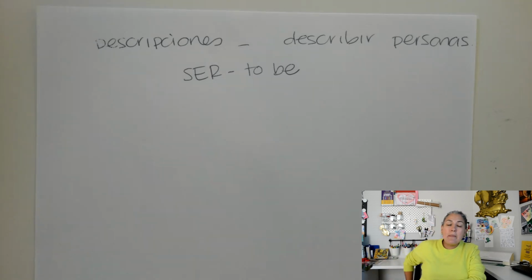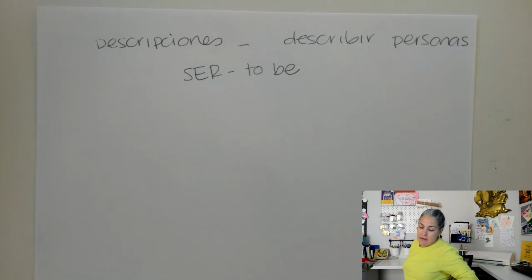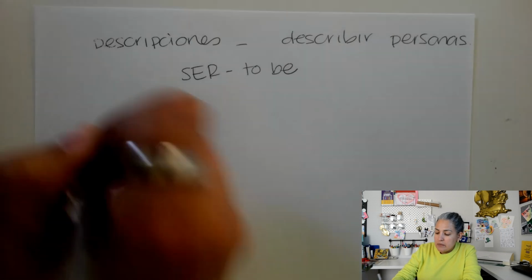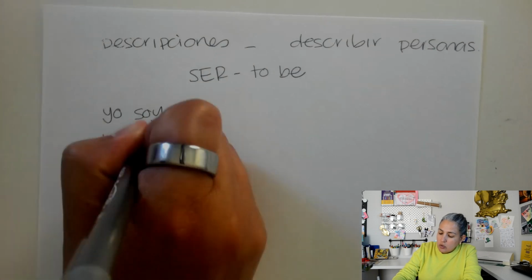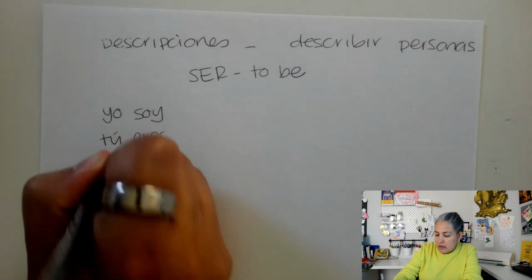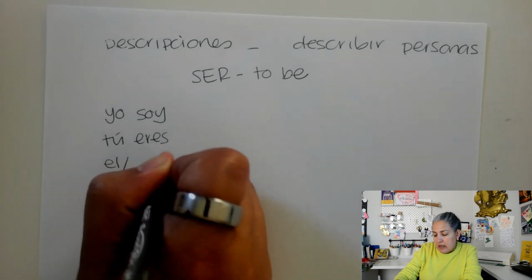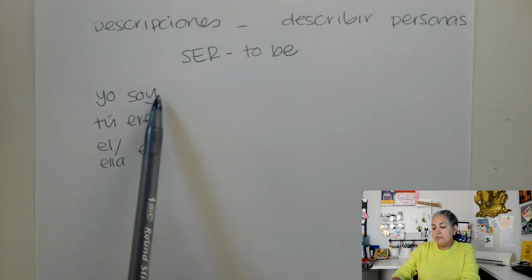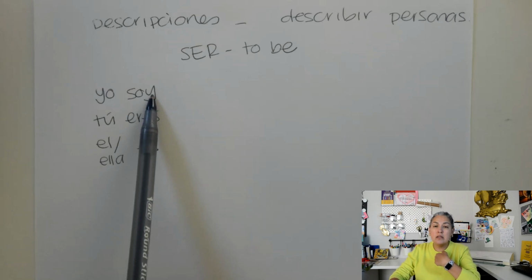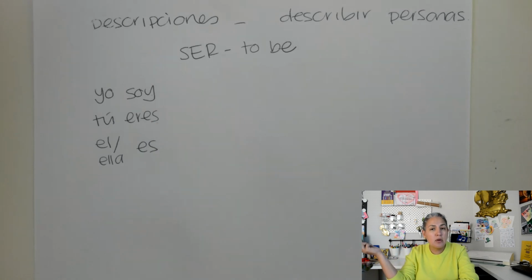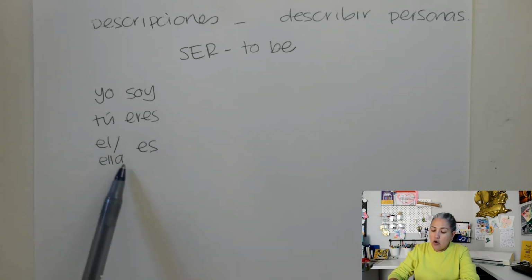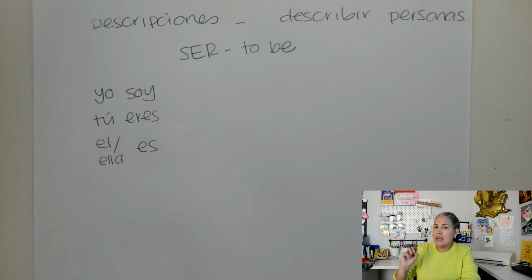Vamos a empezar. So vamos a pensar en el on the chart we have del verbo ser, ¿sí? So again, yo soy, tú eres, él or ella es. This means yo soy, I am, talking about yourself. Tú eres, you are, talking about someone else. Él or ella es, talking about someone specifically that we know who. This is the singular part of the chart, correct?